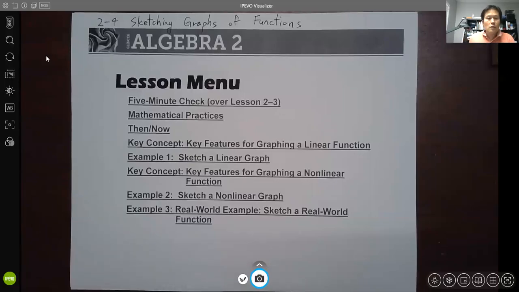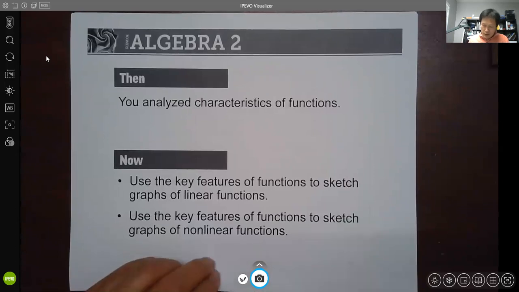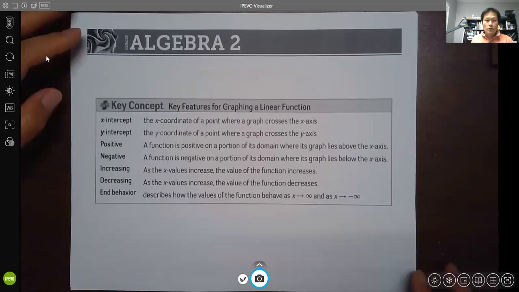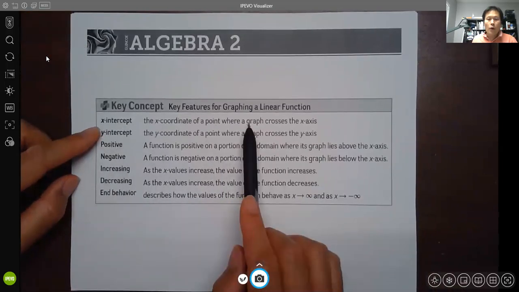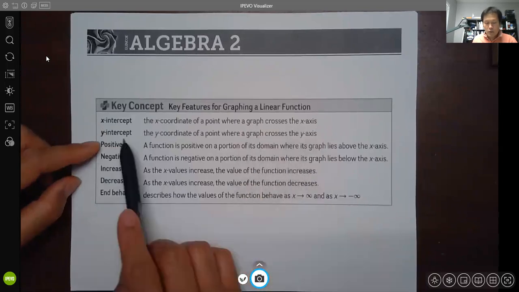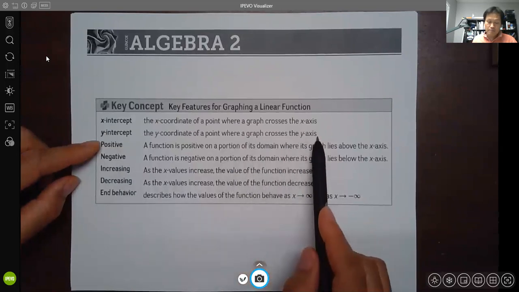Hi everyone, Algebra 2, 2-4: sketching graphs of the function and analyzing the characteristics. Okay, so terminology. X-intercept, where the graph crosses the x-axis. Y-intercept, where the graph crosses the y-axis.